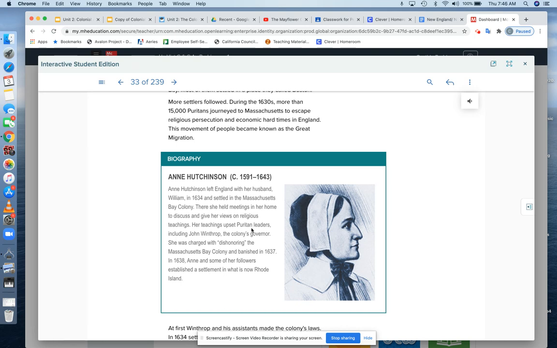Anne Hutchinson biography. Anne Hutchinson left England with her husband, William, in 1634 and settled in the Massachusetts Bay Colony. There, she held meetings in her home to discuss and give her views on religious teachings. Her teachings upset Puritan leaders, including John Winthrop, the colony's governor. She was charged with dishonoring the Massachusetts Bay Colony and banished, or kicked out of it, in 1637. In 1638, Anne and some of her followers established a settlement in what is now Rhode Island.